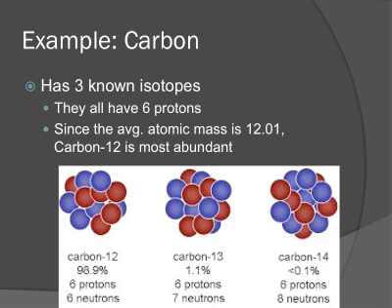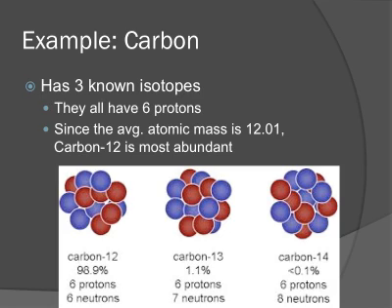Let's look at another example. Let's look at carbon. Carbon's important. This is how we date. This is how archaeologists can determine how old artifacts are. They use carbon-14. Carbon also has 3 known isotopes. They all have 6 protons. The only difference in these isotopes is the number of neutrons. Carbon-12, which is 98.9% abundant, so the majority of carbon in our world is carbon-12. It has 6 protons and 6 neutrons. Carbon-13 has 6 protons but 7 neutrons, so it has an additional neutron. And then carbon-14, which is again how we date artifacts, is less than 0.1%, and it has 6 protons and 8 neutrons.